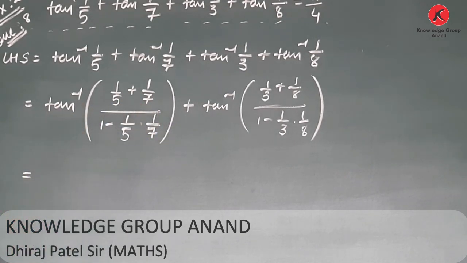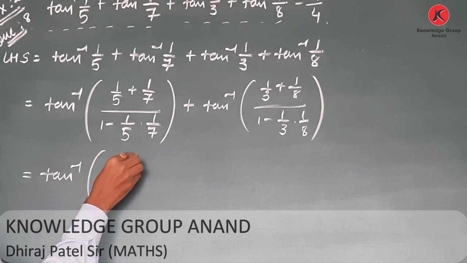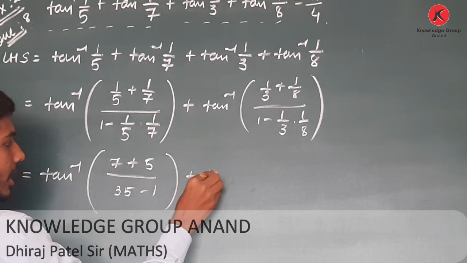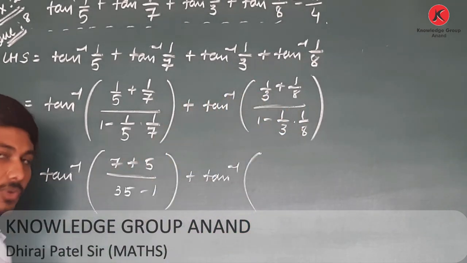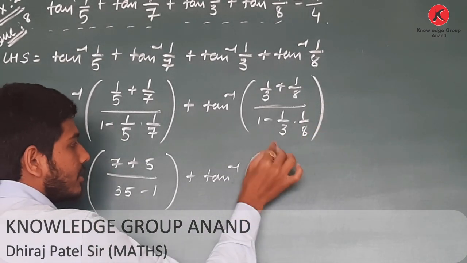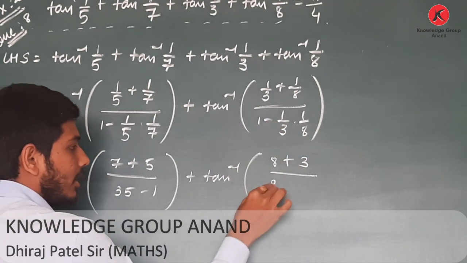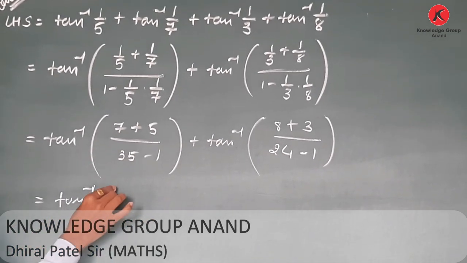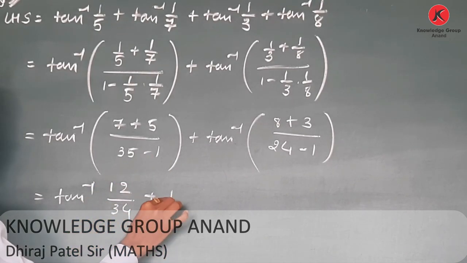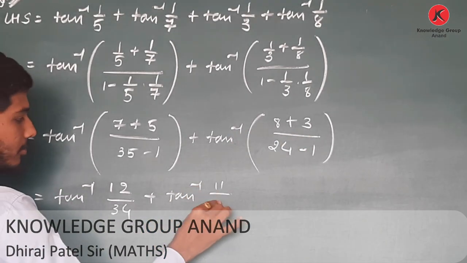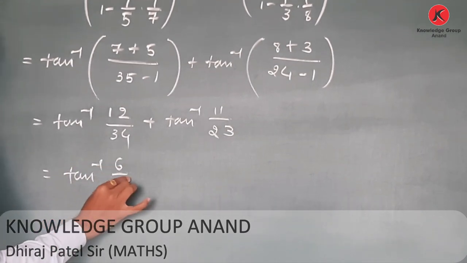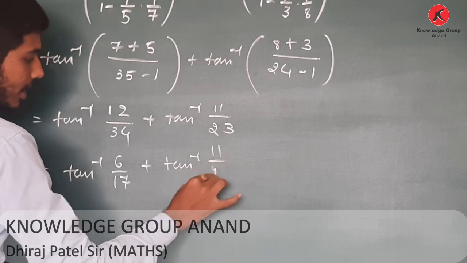Now take the LCM. 7 5s are 35, and 35 and 35 will cancel. Tan inverse of 7 plus 5, with LCM multiplying, 7 5s are 35 minus 1. Plus tan inverse, 8 3s are 24, 8 3s are 24, and 24 will cancel. The answer is 8 plus 3 divided by 24 minus 1. Simplify this: tan inverse of 7 plus 5 means 12 divided by 34, plus tan inverse of 8 plus 3, 11 divided by 23. So tan inverse 12 by 34, which is 6 by 17, plus tan inverse 11 by 23.